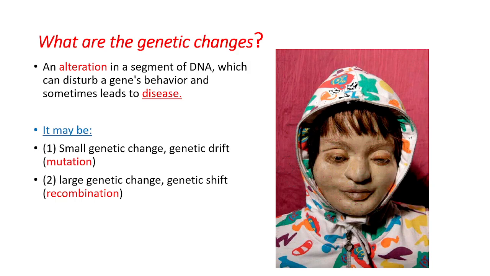So that is what happens when there is a particular change in the DNA sequence that can lead to disease. Small changes are basically called mutations. So there is a small genetic change, like a single nucleotide change or a silent mutation. That's a mutation leading to a genetic drift. There can be a certain drift, but genetic shift occurs when there is recombination, where a large segment of DNA gets changed and actually hampered. So those are the genetic changes that can occur within an organism.